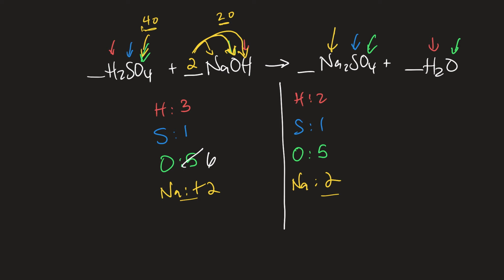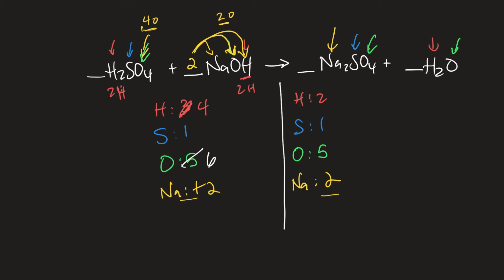The 2 also affected my hydrogen, right? Now I have 2 hydrogens here, right? And I already had 2 here. So 2 plus 2, in this case, I have 4 hydrogens. Okay, and that's about it. So it doesn't affect my sulfur.